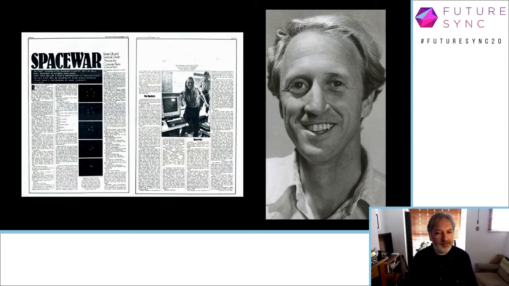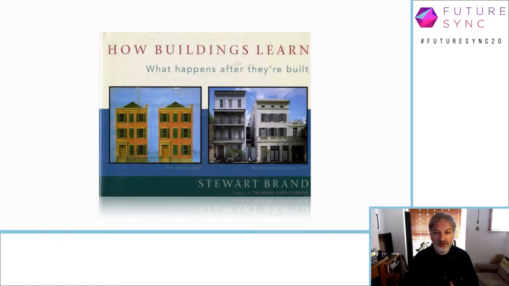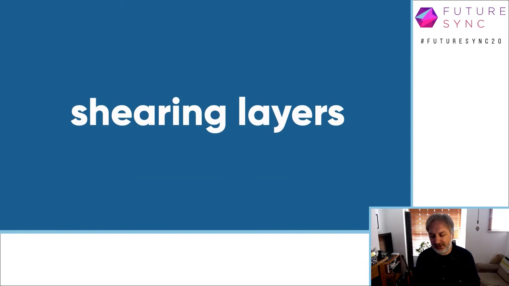Now, years later, he published something in a completely different area, which was architecture. He wrote this book called How Buildings Learn, a classic book. I would define a classic book as a book where lots of people have heard of it and nobody's read it. And in this book, he talks about the work of a British architect named Frank Duffy and a particular concept that Frank Duffy coined called shearing layers.